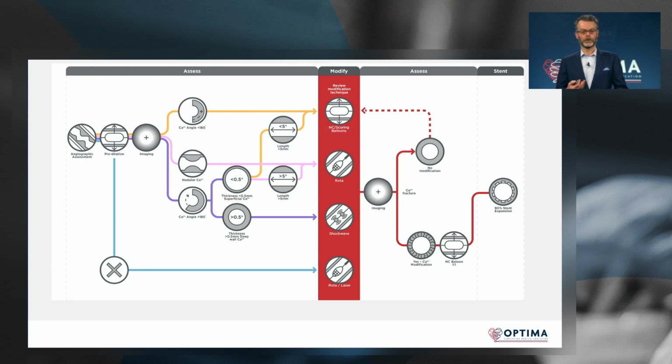Well, we could go on to perform lithotripsy here. We could even consider rotablation. But is there an intermediate step that we could try instead, such as scoring balloons or cutting balloons? Well, let's see.